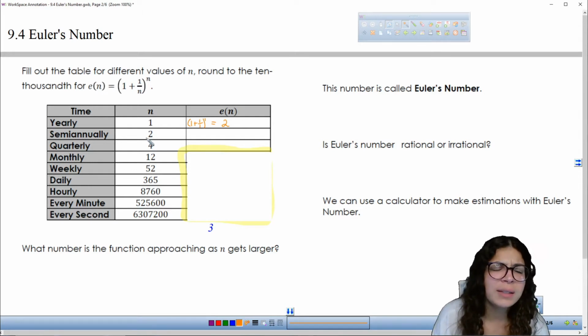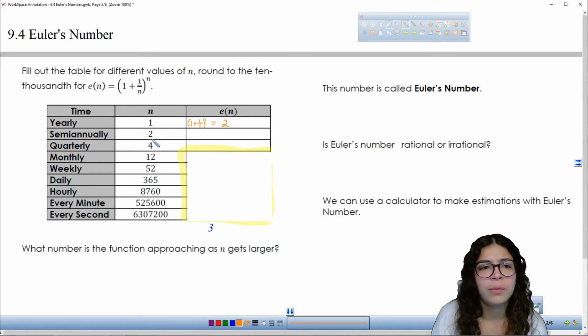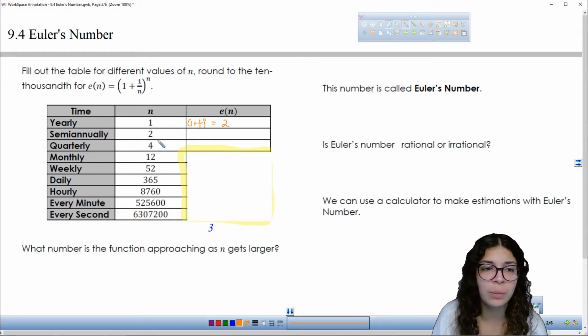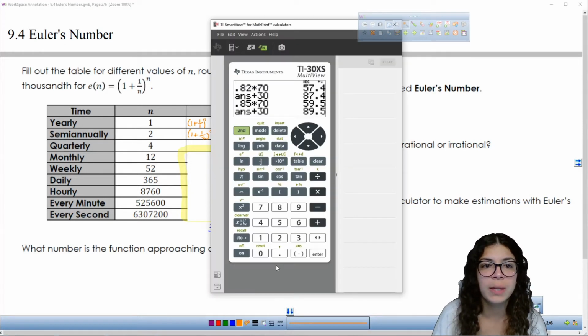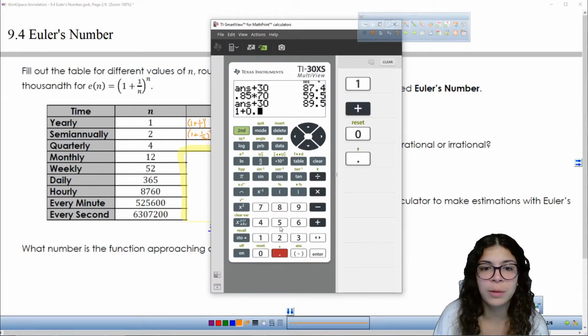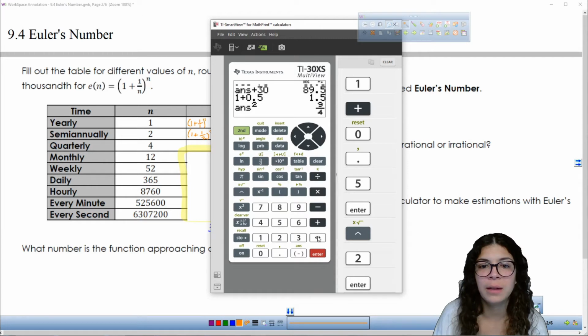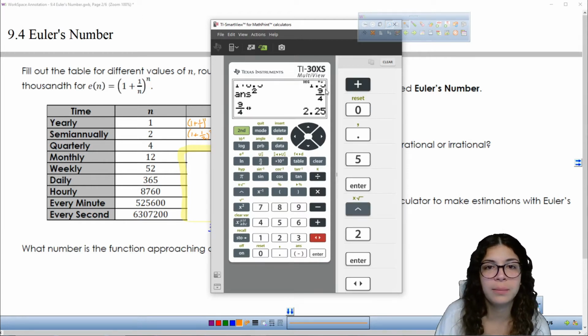Well, let's change that and say that instead of it being compounded yearly, we're getting this compounded semi-annually, so 2 times in the year. So that makes n 2, so it would be 1 plus 1 over 2 to the power of 2. So I'm going to use my calculator for that. 1 plus 1/2, which is 0.5, is 1.5, and then to the power of 2 is 9/4, which is 2.25.